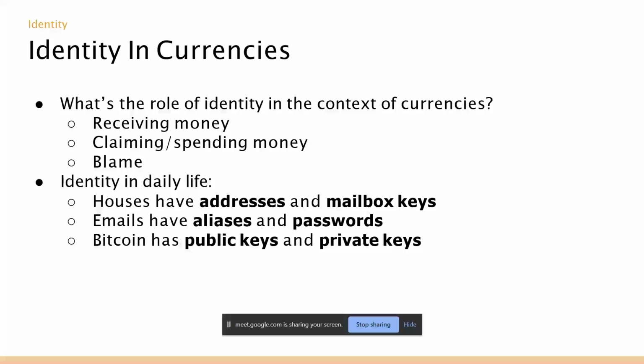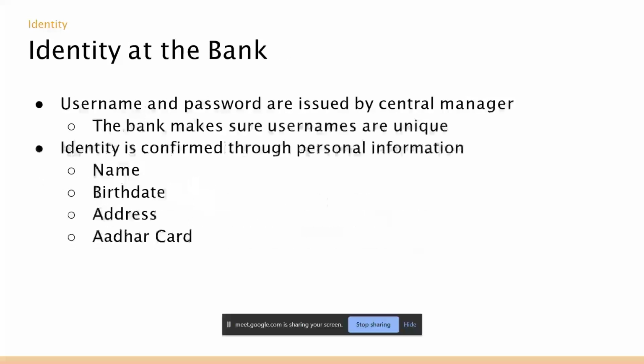Identity in daily life: houses have addresses and mailbox keys. Emails have aliases and passwords. Bitcoin has public keys and private keys. We'll talk about public keys and private keys later on.